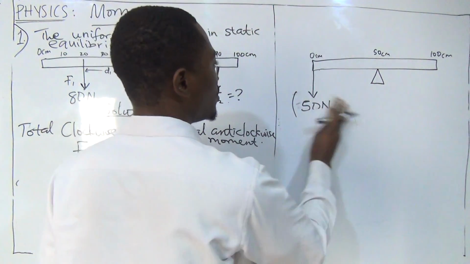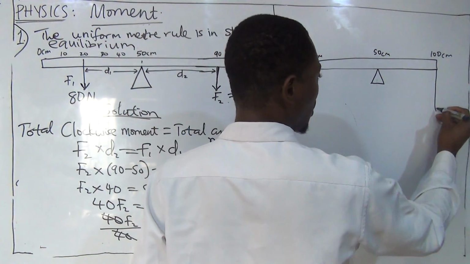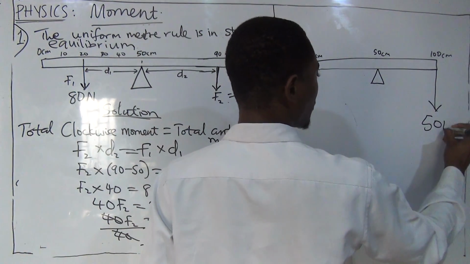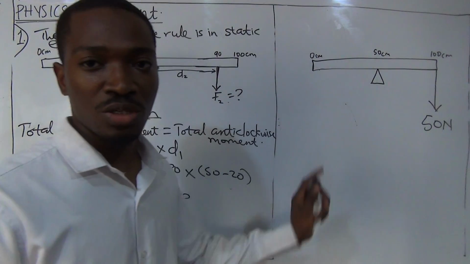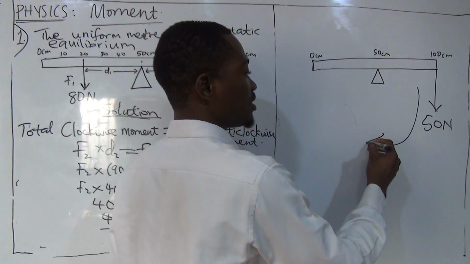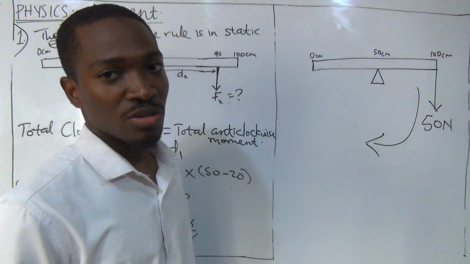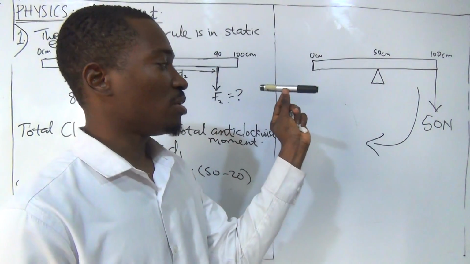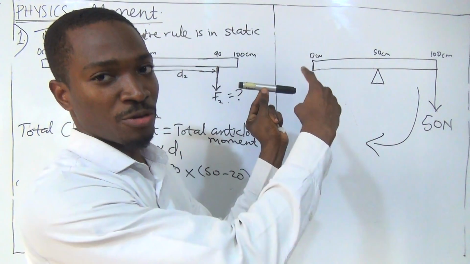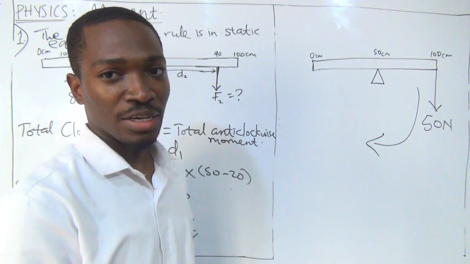Now let us assume that you decide to apply this 50 Newton force here. In what direction will this rotate? It will rotate in a clockwise direction. Why? Because the force is on the right-hand side, okay? So you have a beam on a knife edge, you apply a force here on the right-hand side, it will rotate in a clockwise direction.